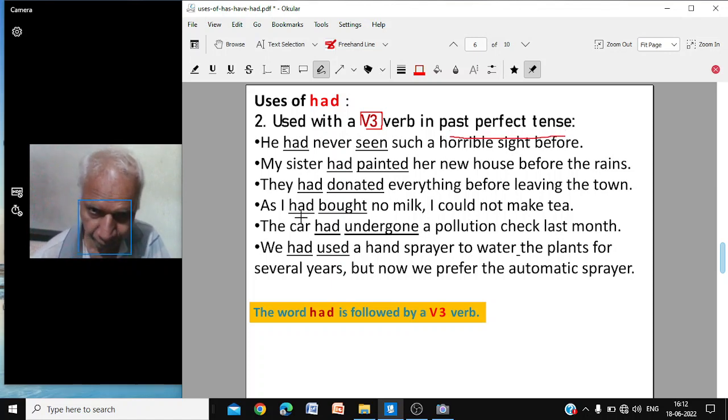As I had bought no milk, I could not make tea. Had bought. The car had undergone a pollution check. Had plus a V3 verb, undergone. We had used a hand sprayer. So all these have had followed by a V3 verb to form the past perfect tense.